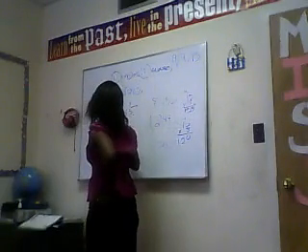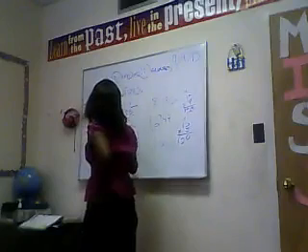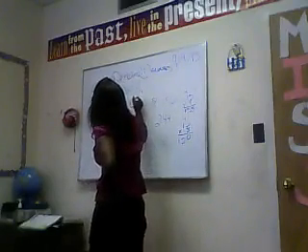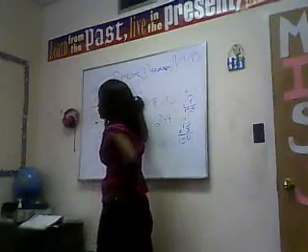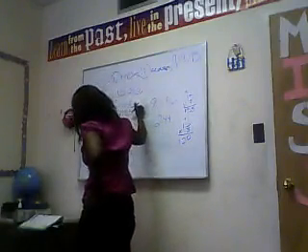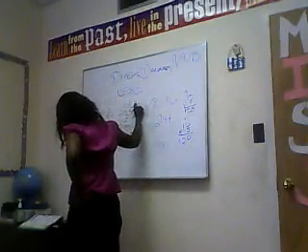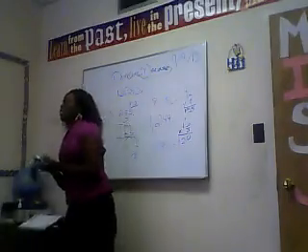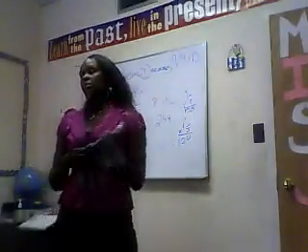If I have a remainder of 0, where does my decimal go? What's my answer? 19.0. 19.0 is 19, the whole number.